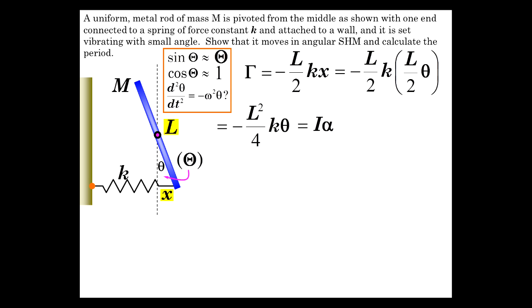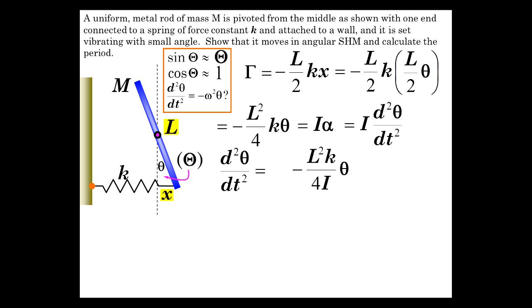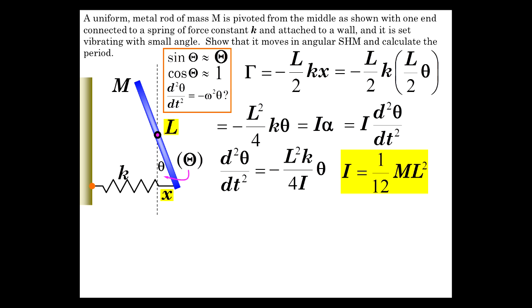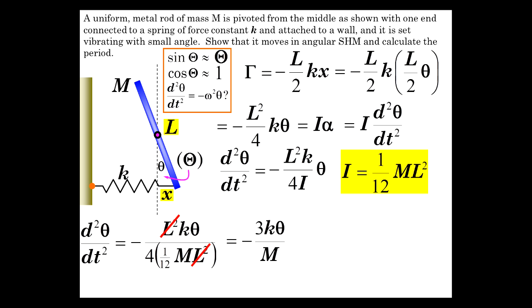So since that's torque, that's I alpha, which is I d squared theta dt squared. So the second derivative of the position equation is minus L squared k over 4I, times theta. Well, it's looking to me like this is going to be a constant. Now the moment of inertia is 1/12 mL squared, pivoting in the center. So we can rewrite this as L squared k theta over 4 times 1/12 mL squared. 4 over 12 is 1/3. The 3 comes up. The L's go away. And we have minus 3k theta over m.